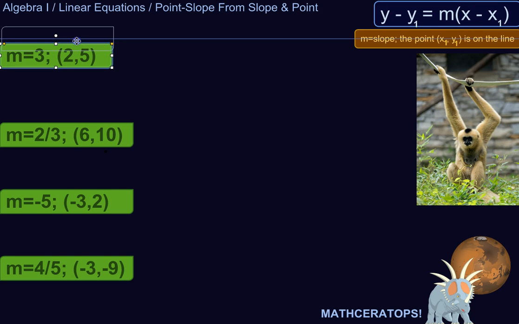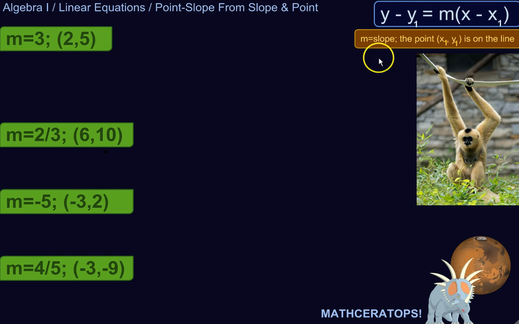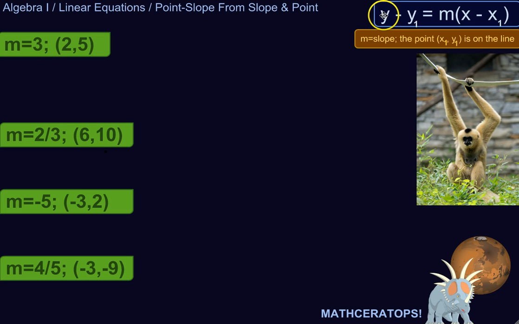But all it's really saying is that y and x are just y and x. Okay, let me back up. We label a point on the line as x1, y1, like this. We just call it that.